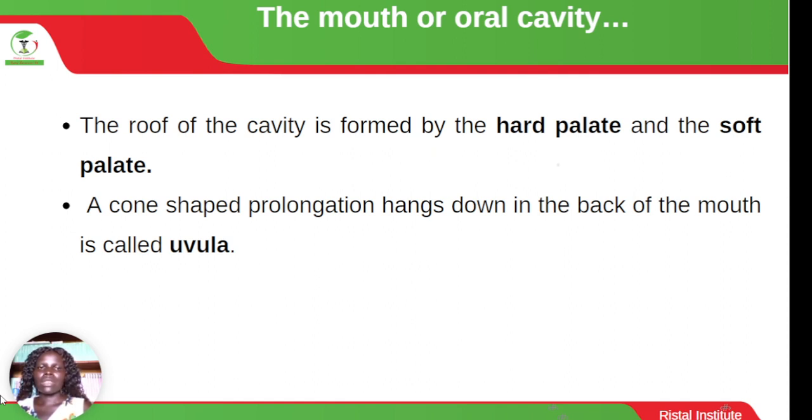So when you pass your tongue from the anterior part, moving backwards, you start with the hard palate, then you move to the soft palate. A cone-shaped prolongation that hangs down in the back of the mouth is called the uvula. So when one opens the mouth, you can see this prolongation hanging down at the back of the mouth right there.